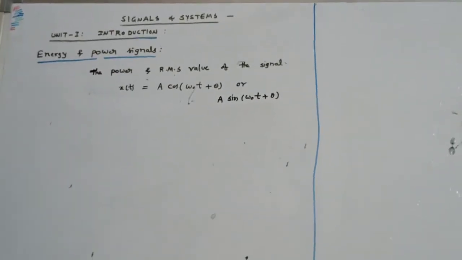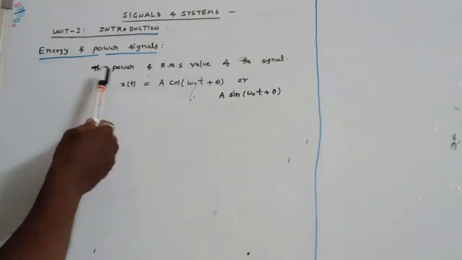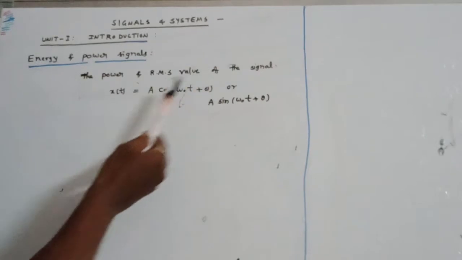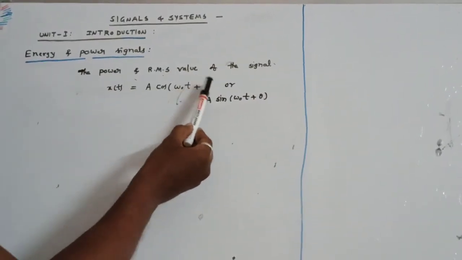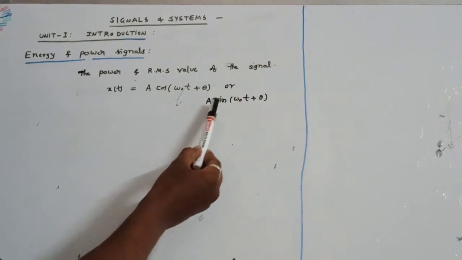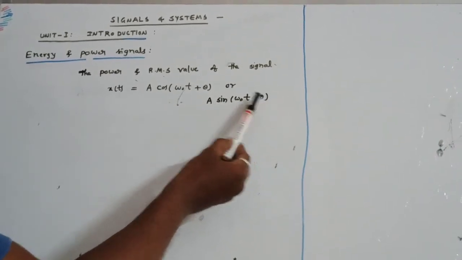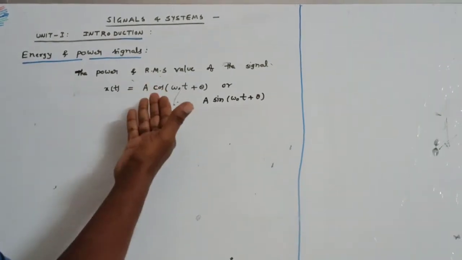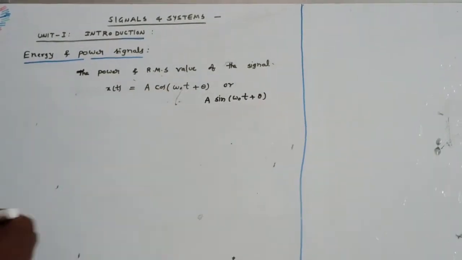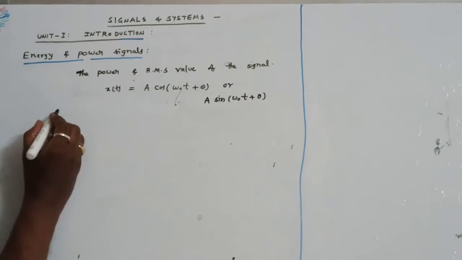Hi. In the previous class, we derived the power and RMS value of periodic signals, that is x of t is equal to A cos(omega 0 t plus theta) or A sin(omega 0 t plus theta). Let us revise these two formulas. The formulas are the same for both cos and sin. So let us rewrite the formulas.